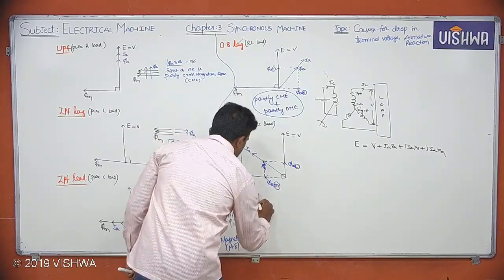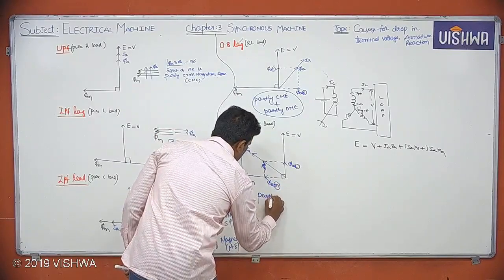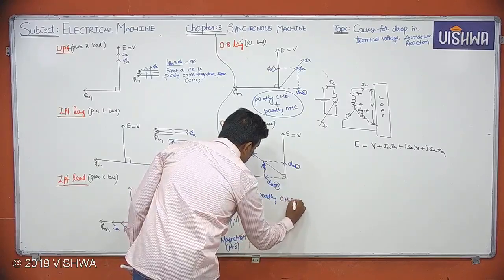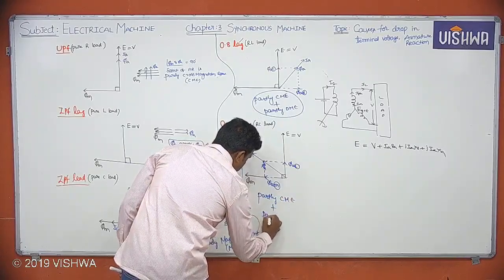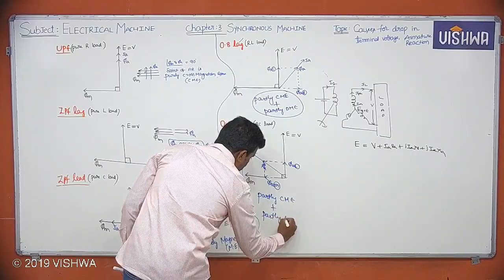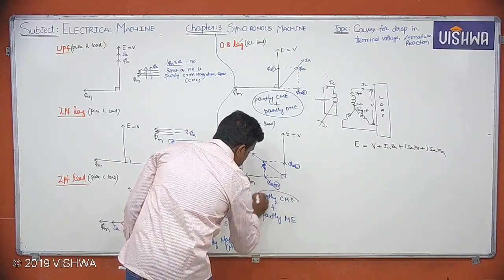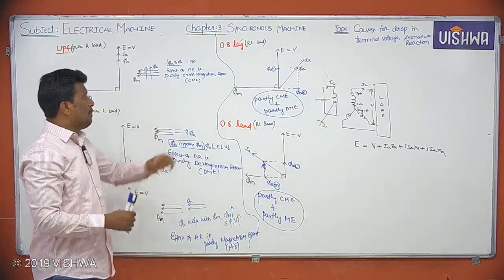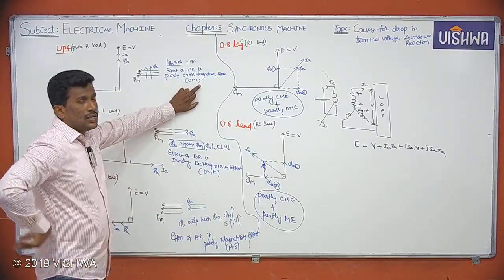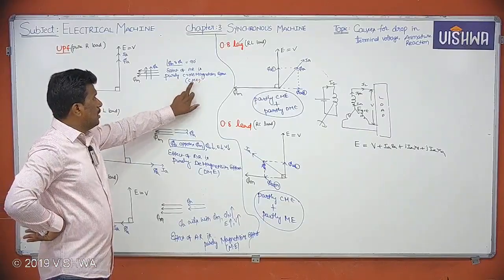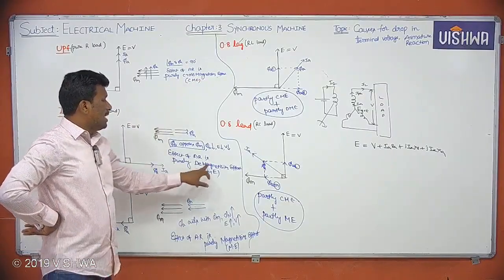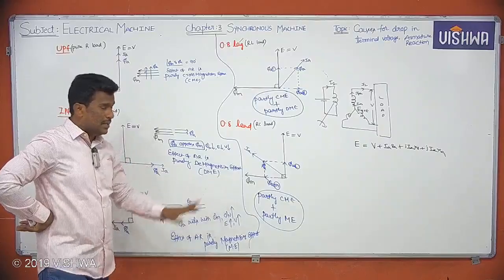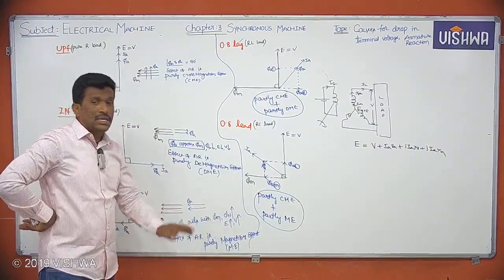So simply you can write here partly CME plus partly ME. There is no need to write it out every time. I already told you cross magnetizing effect can be written as CME, demagnetizing effect can be written as DME, and magnetizing effect can be written as ME.